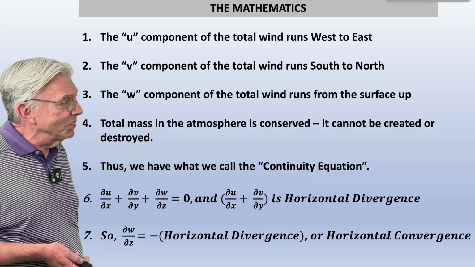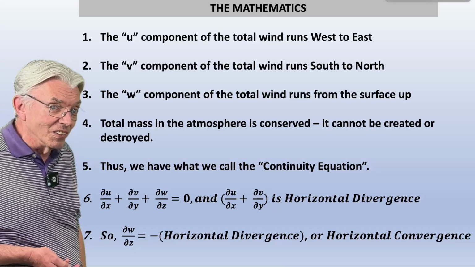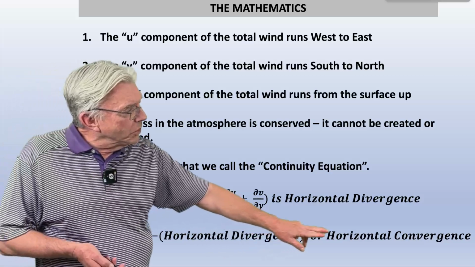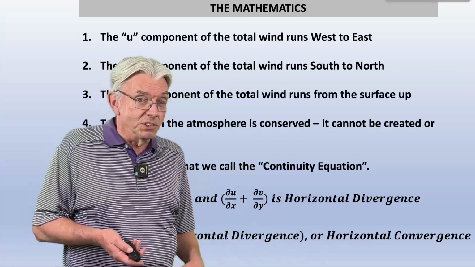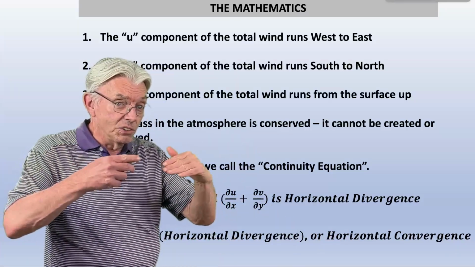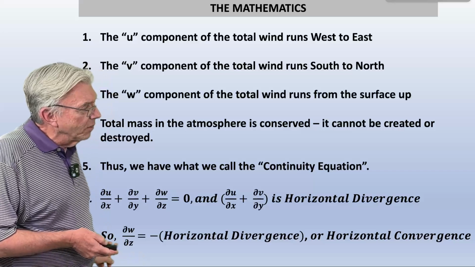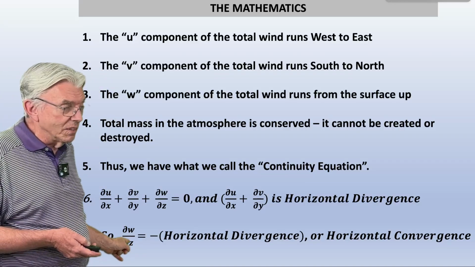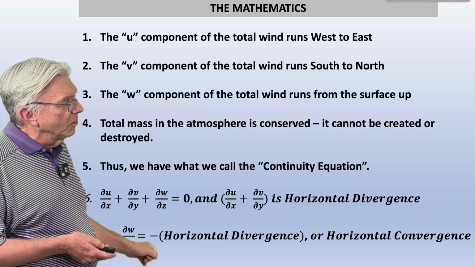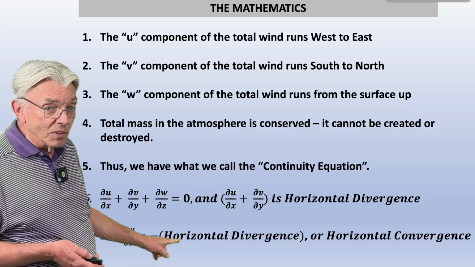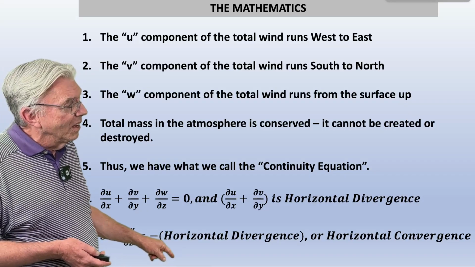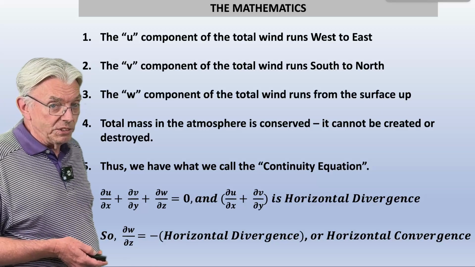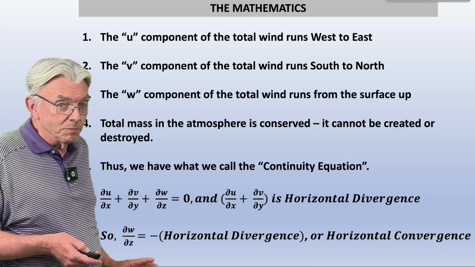Well, what's the opposite of divergence? It's convergence, okay? So dw/dz is equal to horizontal convergence, which means if the air is coming together, then the vertical motion is going to increase with height, okay? If, for whatever reason, you have horizontal divergence, then the vertical motion is going to decrease with height, okay? Is this making a little bit of sense?